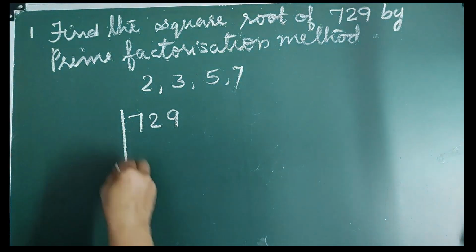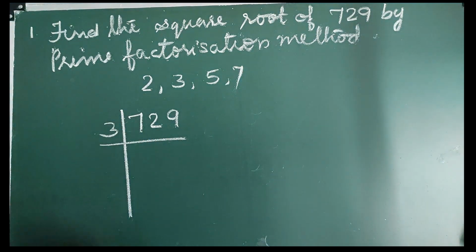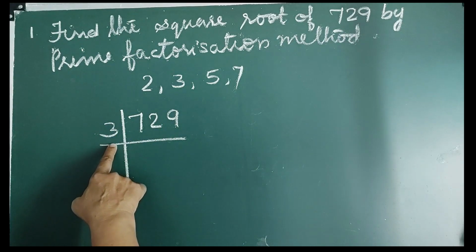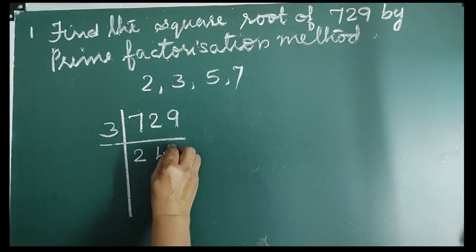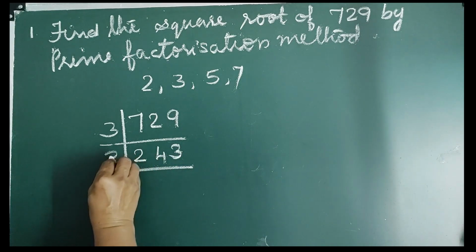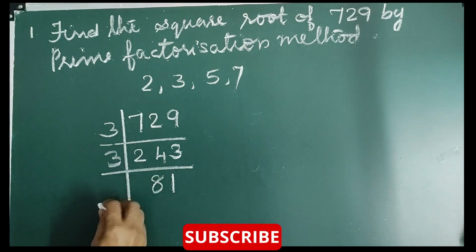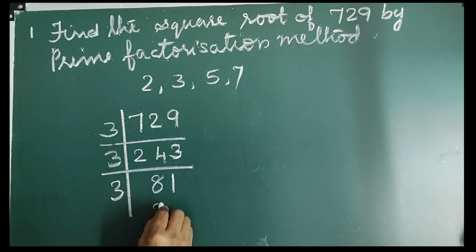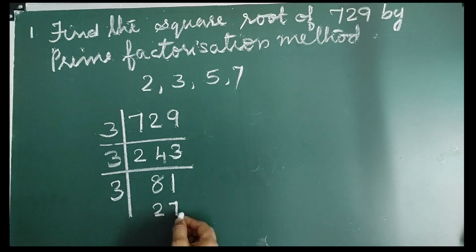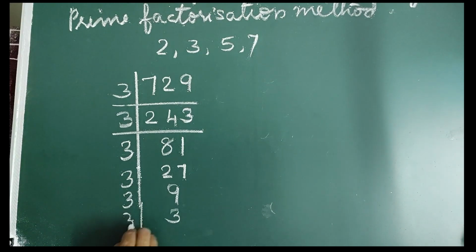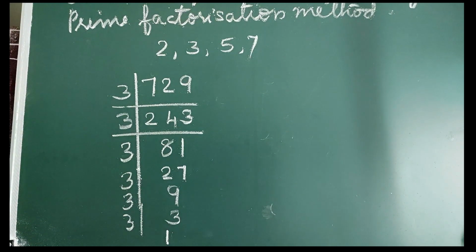Let us start from 3. And we know 729 is divisible by 3, 243 times. Again 243 is divisible by 3, that is 81. Then 27. Again 3 9s are 27, then 3 3s are 9, again 3 3s are 9, again 3 1s are 3.